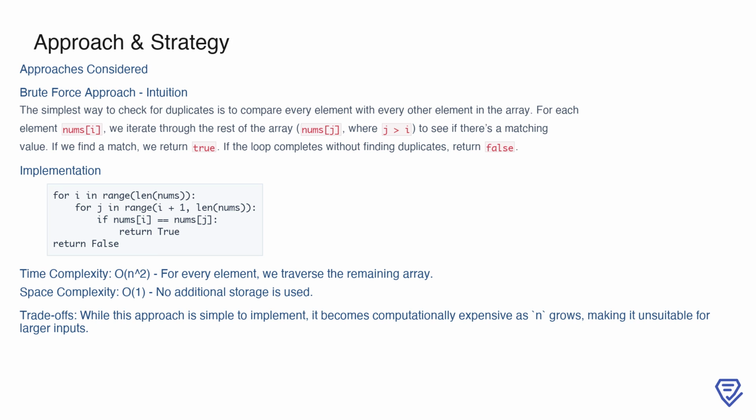While this method is simple and easy to implement, it has a significant drawback. Since we're iterating through the array with nested loops, the time complexity is O(n^2), which grows very quickly as the size of the input increases. On the other hand, the space complexity is O(1), because no additional data structures are used. This makes the brute force approach impractical for larger datasets, as the computations become too expensive and time-consuming.